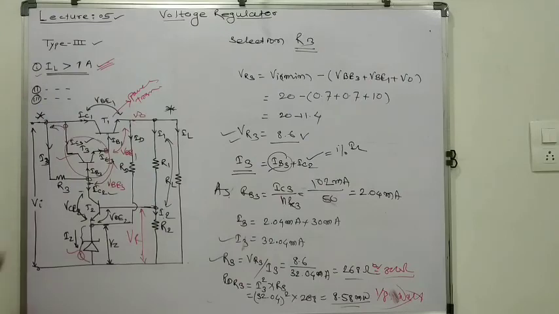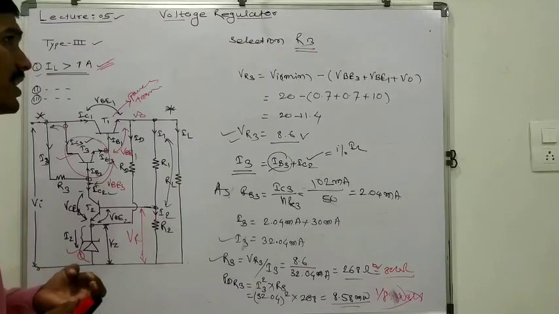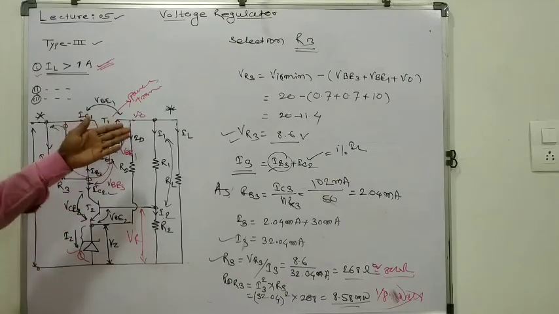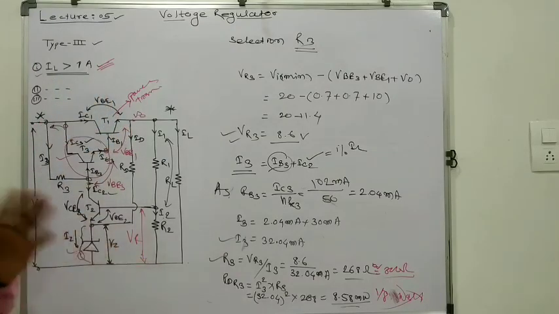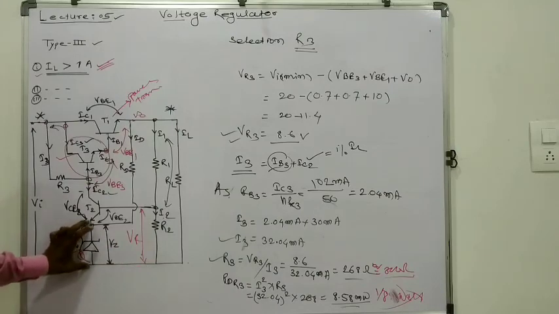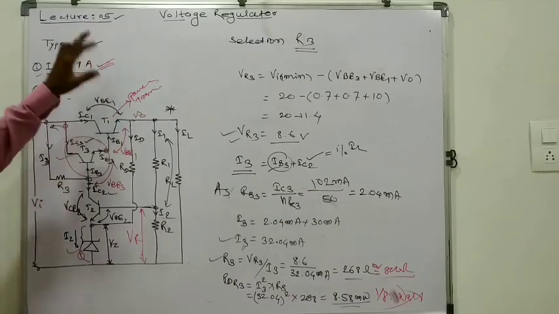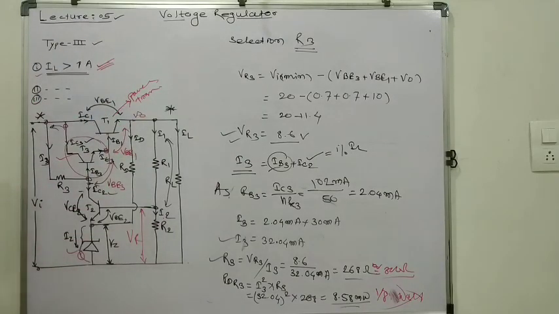Up to this we have completed type number 1, type number 2 and type number 3. In type number 1, the load current is less than 1 ampere and the output voltage is less than 30 volt. In the second type, the output voltage is greater than 30 volt, and we use a series of Zener diodes. In the third type, we consider the load current greater than 1 ampere. Thank you very much.